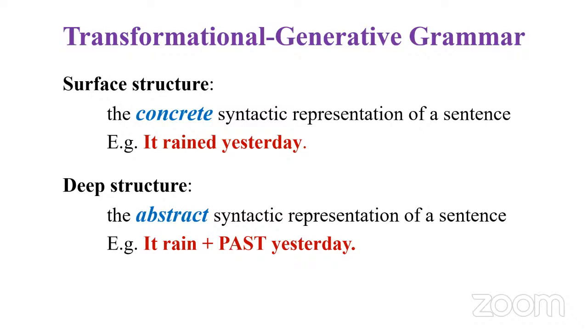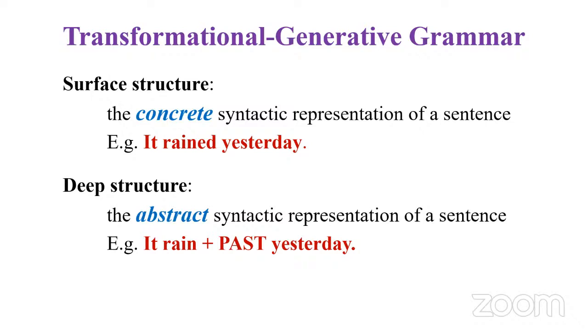Another is competence, the knowledge about English. A native speaker's knowledge about one's language is called competence. In competence, we also have something called deep structure. Simply put, before you say a sentence, in your mental lexicon, you form an abstract syntactic representation of a sentence. That abstract idea is called deep structure. For example, before we say something, you have a pattern: it, rain, plus past tense. You remind yourself to attach the past tense suffix, ed. Then we say yesterday. This is an abstract syntactic representation of a sentence.